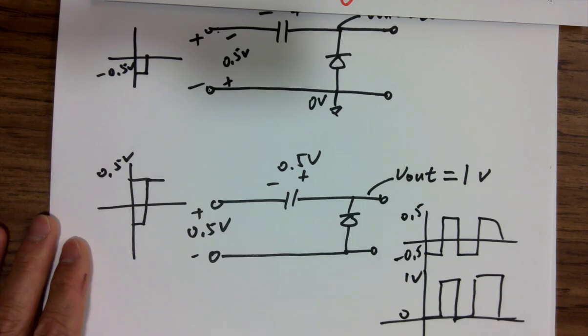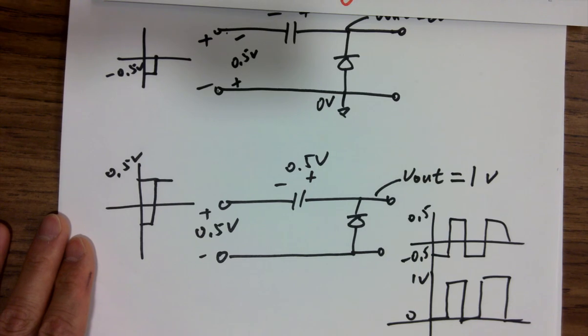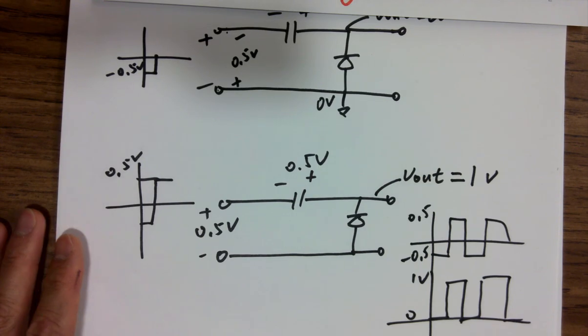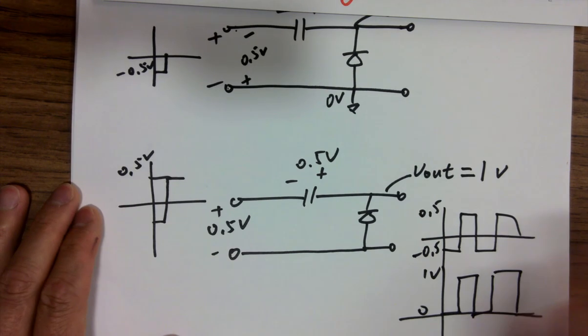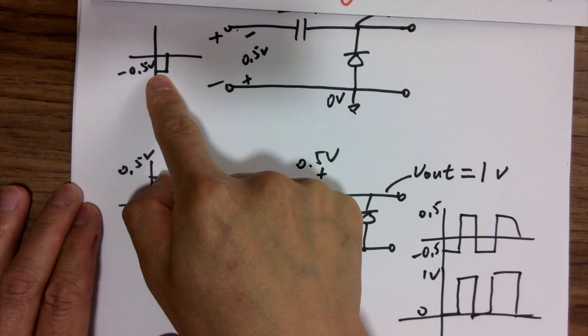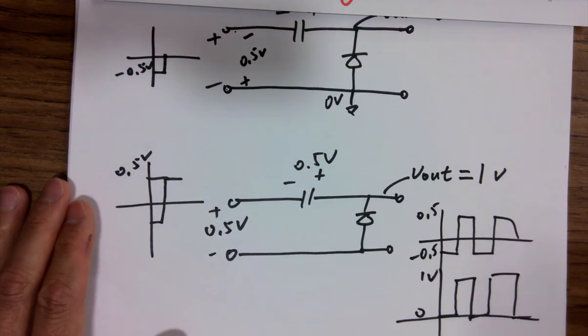How is it a square wave? Is there any reason why it's a square wave? Yeah, because the input is a square wave. You could apply a sine wave, and it's going to work the same way.